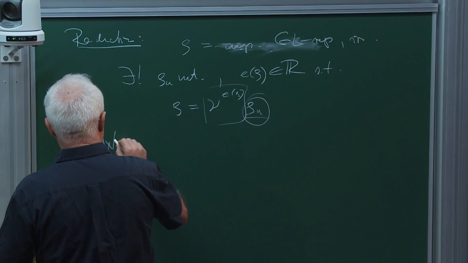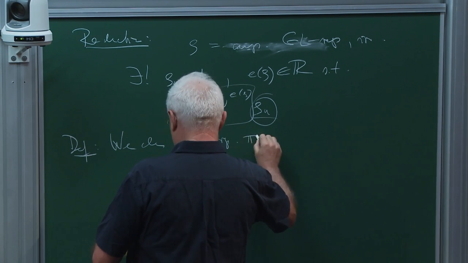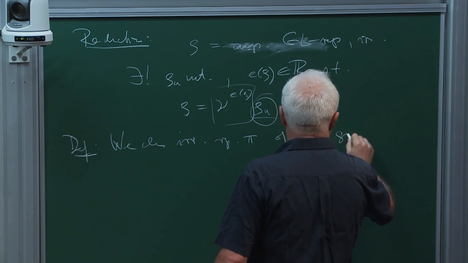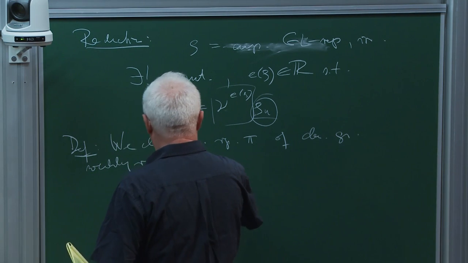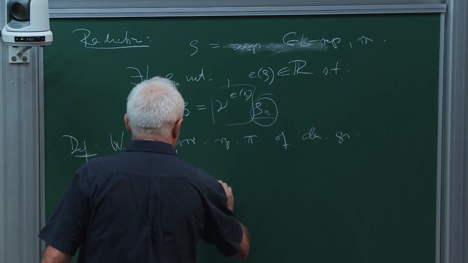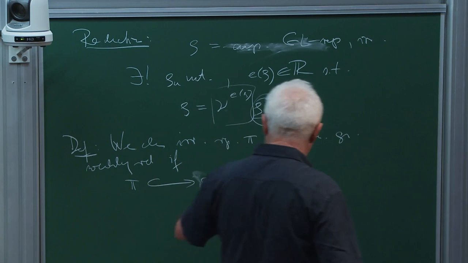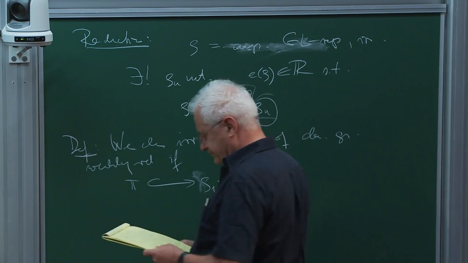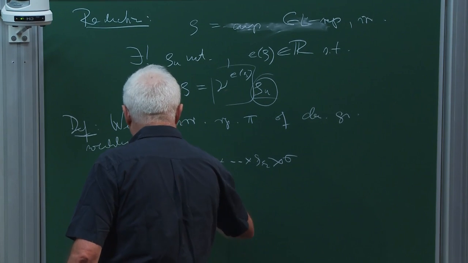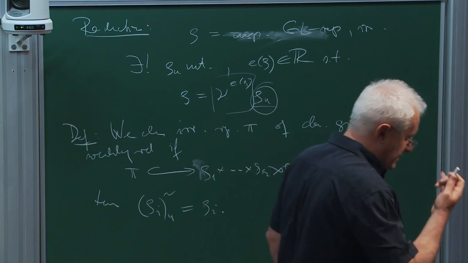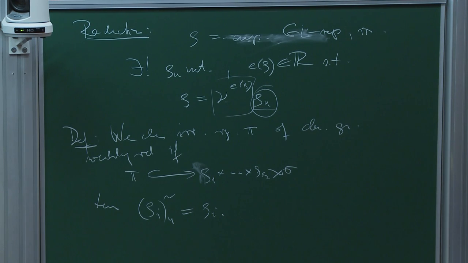We call an admissible irreducible representation pi of a classical group weakly real if you can embed pi into some product of cuspidal representations, where these are cuspidal GL representations and this is a cuspidal representation of a classical group, such that these unitary parts are self-contragredient. In the case when these are characters, it means that they are real valued. Okay.